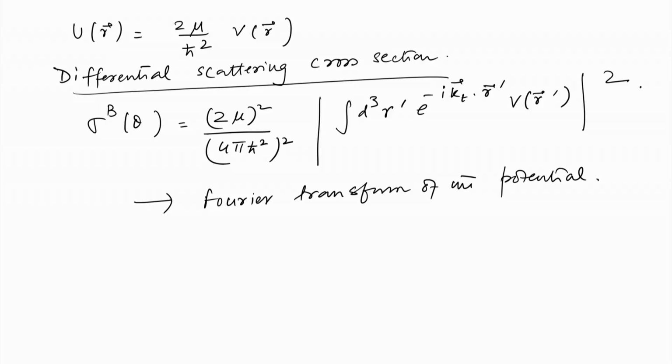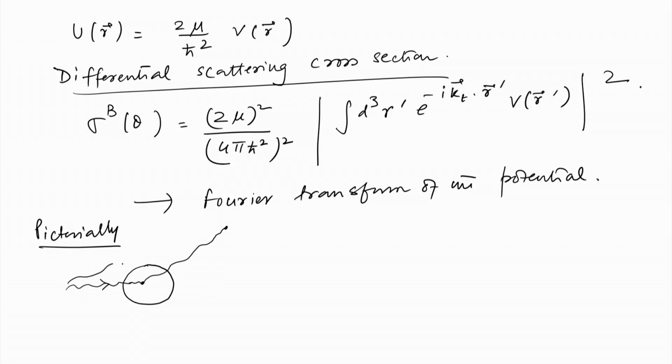Pictorially, if you want to understand what the Born approximation means, there is an incident particle. It gets into the target and interacts with a point in the target, and here is the detector. So it reaches the detector carrying the information about the scattering, and there is also another free wave that reaches the detector.